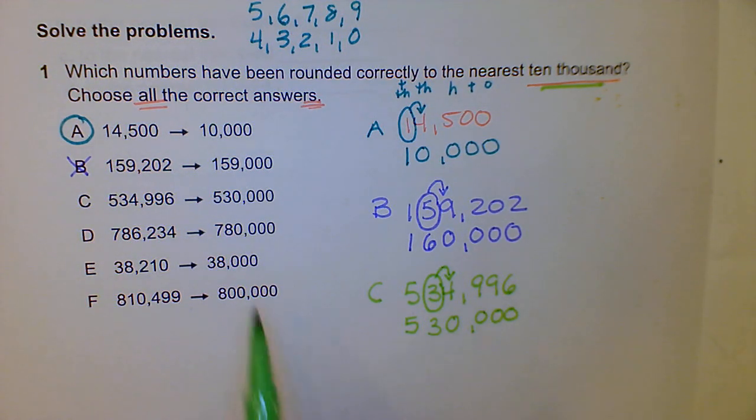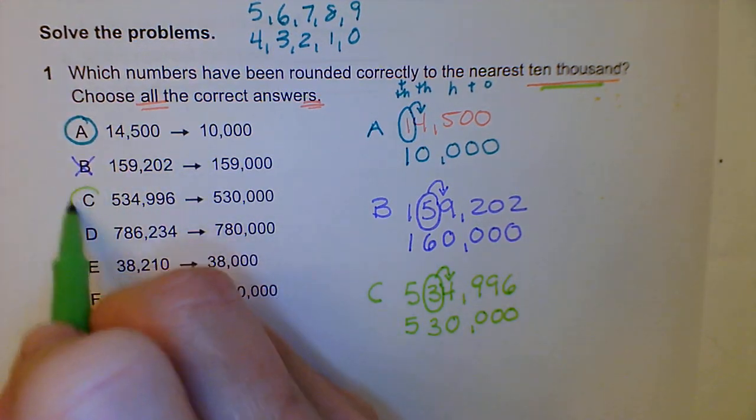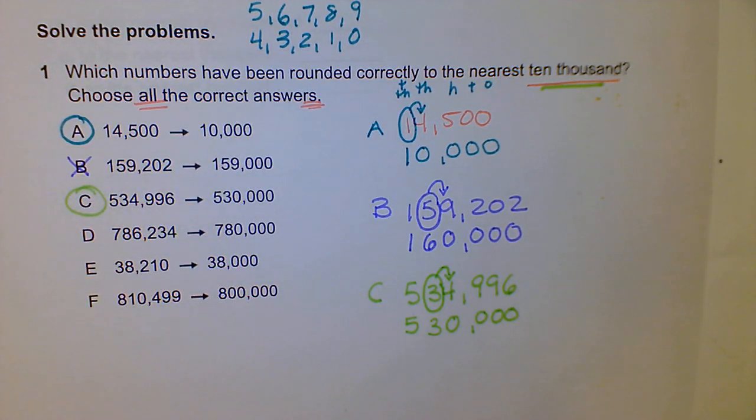All right, so let's see, did they do it correctly? They sure did. Circle that one. That one's correct. All right, next one. All right, so now we're going to do D.